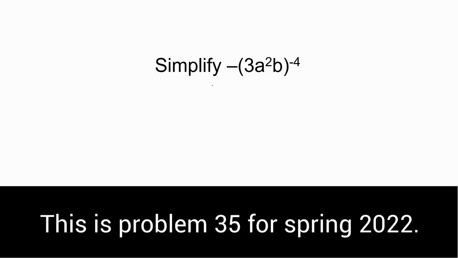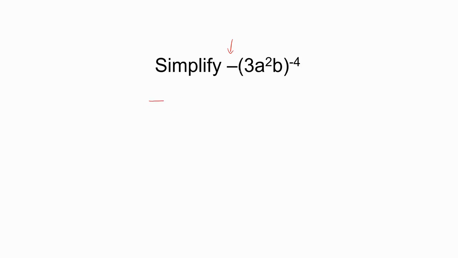Let's simplify this expression with the exponents. I want you to notice that the negative in front is going to stay in front. And then we're going to raise everything in this parentheses to the negative 4th power. So it's going to look something like this. I'm going to have 3 to the negative 4th power, a to the 2nd to the negative 4th power, and then b to the negative 4th power.